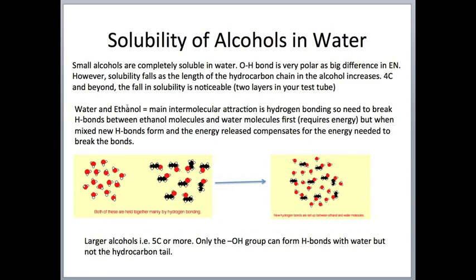So let's consider water and ethanol. Ethanol has only two carbons in the chain, so it's quite small. So the main intermolecular attraction when you mix water and ethanol will be hydrogen bonding. First of all, you need to break the hydrogen bonds between ethanol molecules and water molecules as well, and this requires energy. But when you mix water and ethanol, new hydrogen bonds will form between water and ethanol, and the energy released will compensate for the energy needed to break the bonds in the first place.